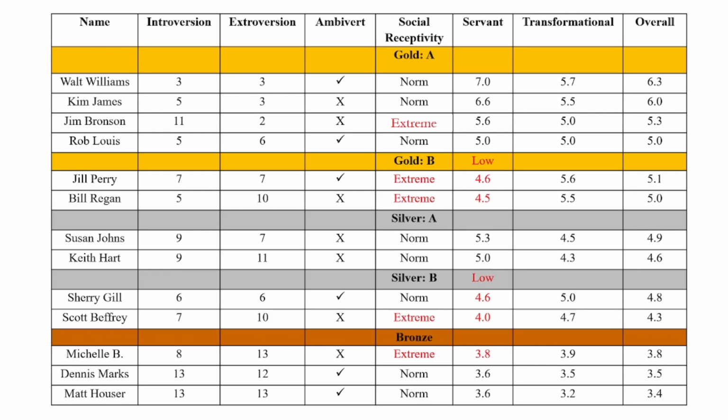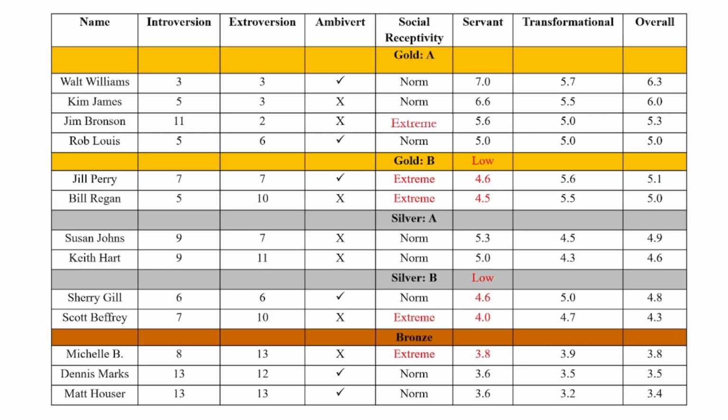So what you can see though is we've got gold A, gold B, silver A, and silver B. And we've got all of these different columns here. You can see the columns: introversion, extroversion, ambivert, social receptivity, which we've already talked about, servant leadership, transformational leadership, and overall. So if you're wanting to understand how this table works, the first thing that we're going to do is understand who gets categorized into what standard.